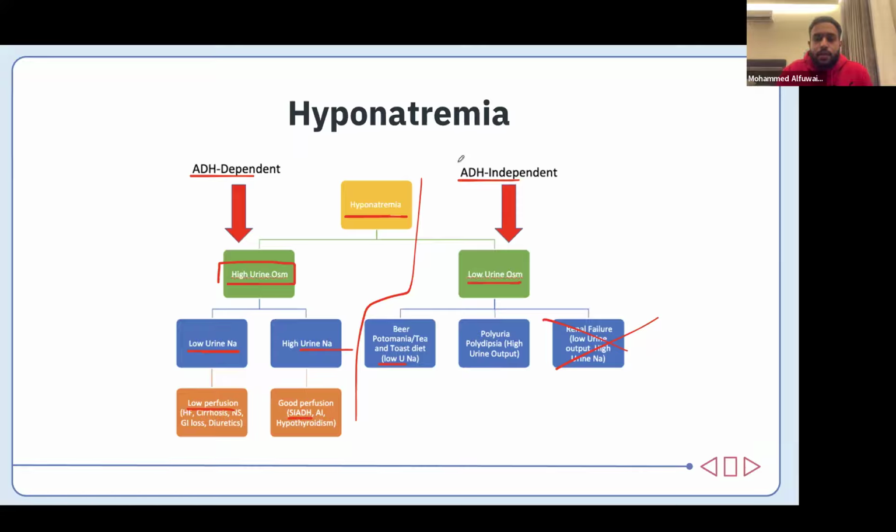This is in acute. In chronic hyponatremia, you need to infuse the sodium, normal saline, like normal fluid, at a specific rate, which does not exceed 6 to 8.